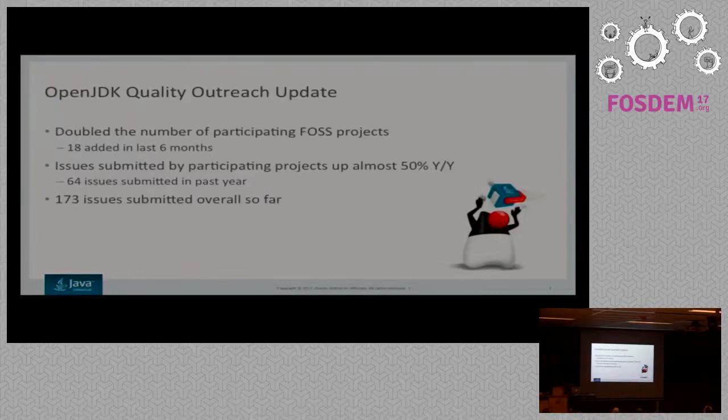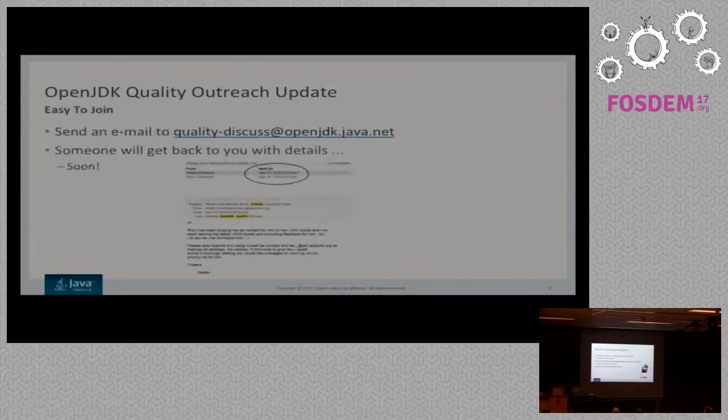This is a continuous process, and in the last 16 months we've added 18 new projects. Actually, we've added 20, because another 2 came in the last 2 weeks since these slides were created. One of the things we measure to see how successful we are is the number of bugs coming in from the community. In the last year, we've had 64 issues logged. I'll show you how some of these break down into different priorities and components. In total, since we started, 173 bugs have been logged. And I see lots of faces here of the people who have logged those bugs. It's great to see you here.